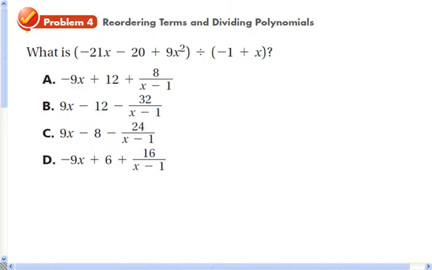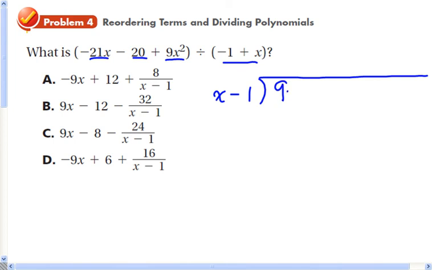All right, sometimes we need to reorder the terms to divide them, or at least it makes it a lot easier to do that. So that's what we're going to do in this problem. Notice this is not in standard form because the powers aren't in descending order, neither is this. So I'm going to rewrite negative 1 plus x, my divisor, as x minus 1, and then I'm going to rewrite the trinomial that I'm dividing into in standard form, which is descending powers like that.